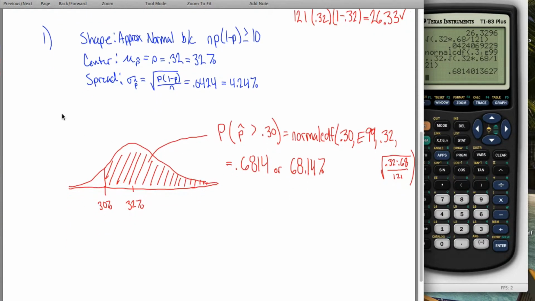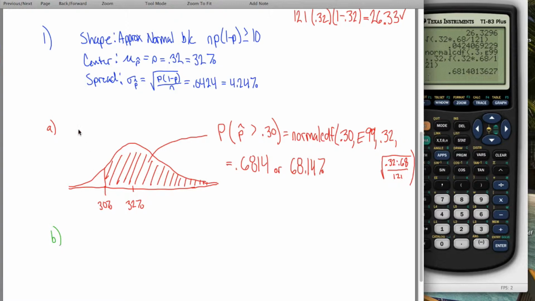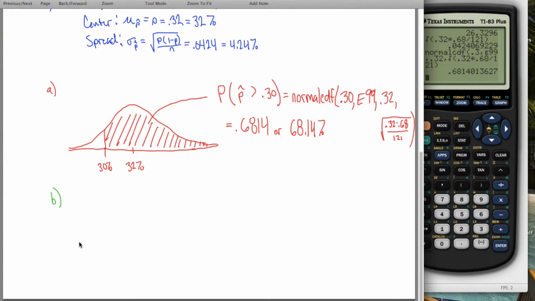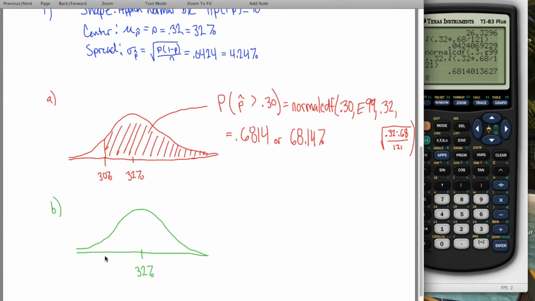Then we do that 2 more times. A little overkill maybe, but whatever. So this was A. Maybe for B I'll switch to green. I believe B is very similar. The only difference is now we want to know the probability that we're between 28 and 31%. Same thing, same picture, same function. 32 still in the middle, except now it's not above 30, it's between 28 and 31. 28 somewhere out here, 31 somewhere over here. Doesn't have to be drawn to scale. I want to calculate this area right here.